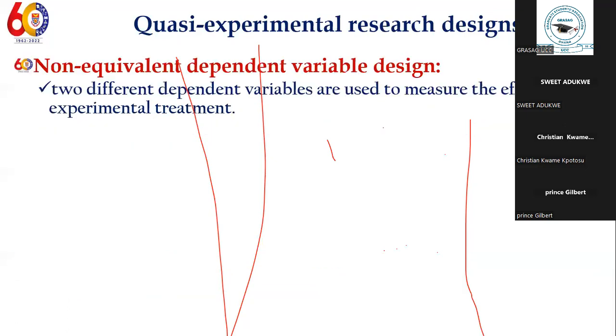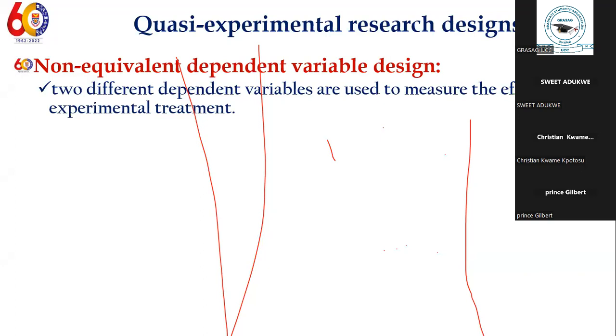So we also have types of quasi-experimental designs, and one is the non-equivalent dependent variable design. In this case, there are two different dependent variables which you are using to measure the effect of the experimental treatment. So for example, you want to teach some certain students using a new technology, but you are interested in how this new technology affects the students' performance and their interests.